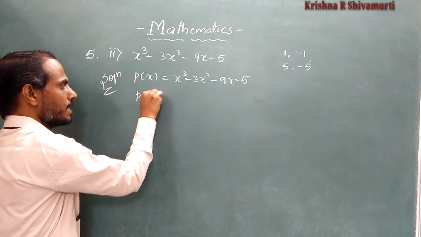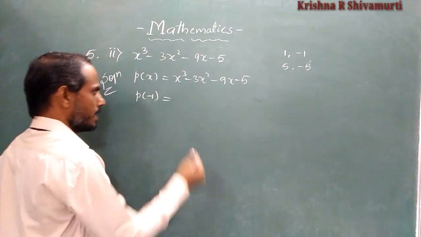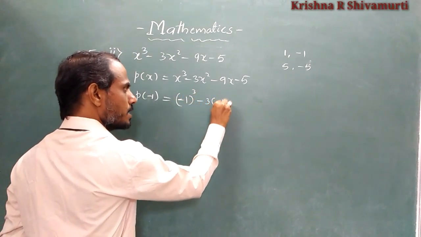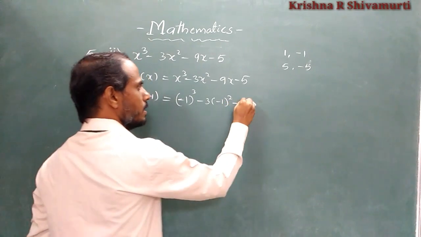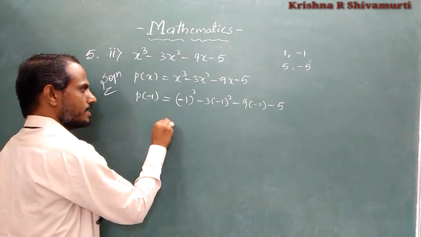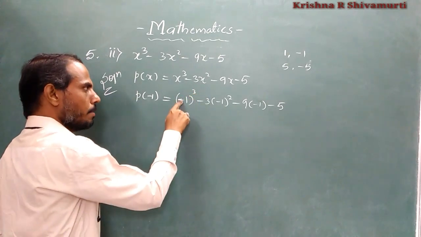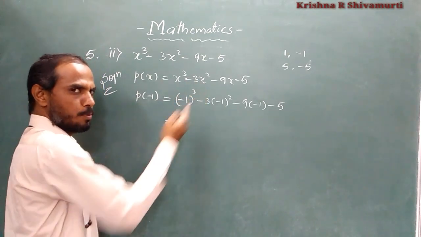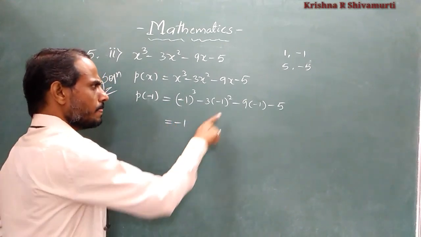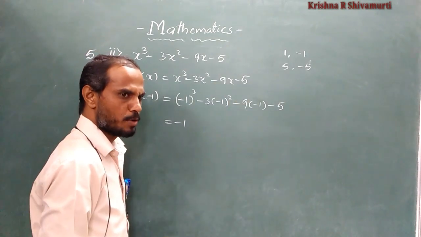P of minus 1 is equal to, where x is there, you have to put minus 1. Minus 1 cube minus 3 into minus 1 square minus 9 into minus 1 minus 5. That is minus 1 to the power of 3. 1 cube is 1 only. With an odd exponent, the negative integer stays negative. With an even exponent, the negative integer becomes positive.